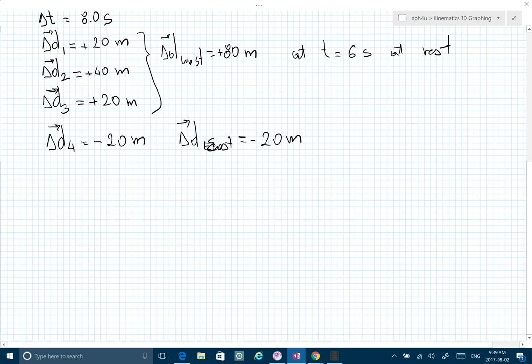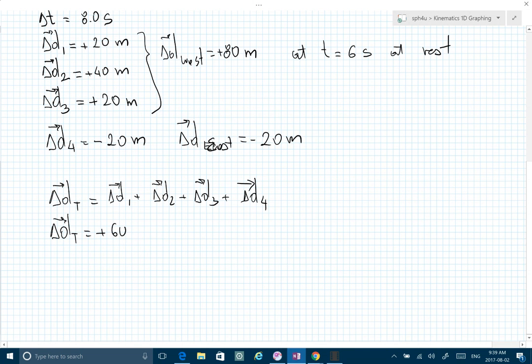All right, so what is delta D total? Well, it's a sum, right? Delta D1 plus delta D2 plus delta D3 plus delta D4. So delta D total is actually 60 meters, or 60 meters west.